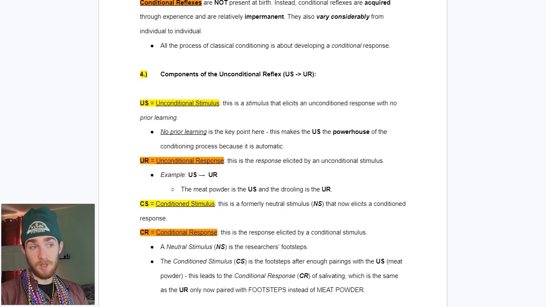The conditioned stimulus is a formerly neutral stimulus that now elicits a conditioned response. And then we have the conditioned response, which is the response elicited by a conditioned stimulus. A neutral stimulus, in the Pavlov dog example, would be the researcher's footsteps. The conditioned stimulus is the footsteps after enough pairings with the meat powder, with the unconditioned stimulus. This leads to the conditioned response of salivating, which is the same response as the unconditioned response, only now it is paired with footsteps instead of just meat powder. So keep that in mind.